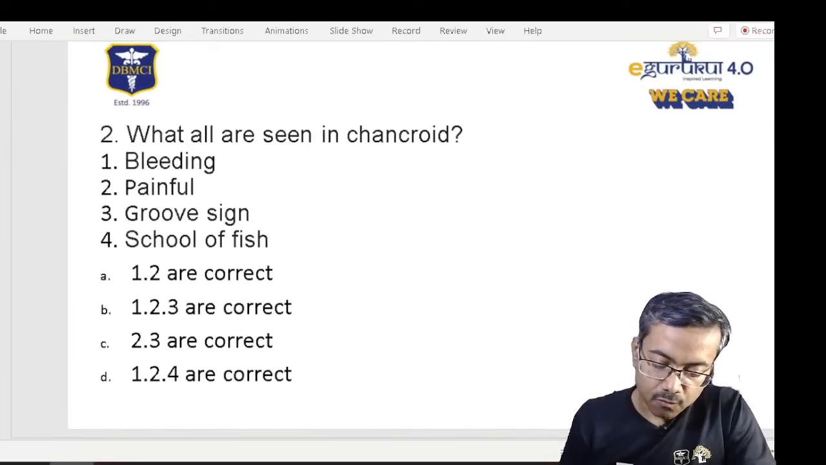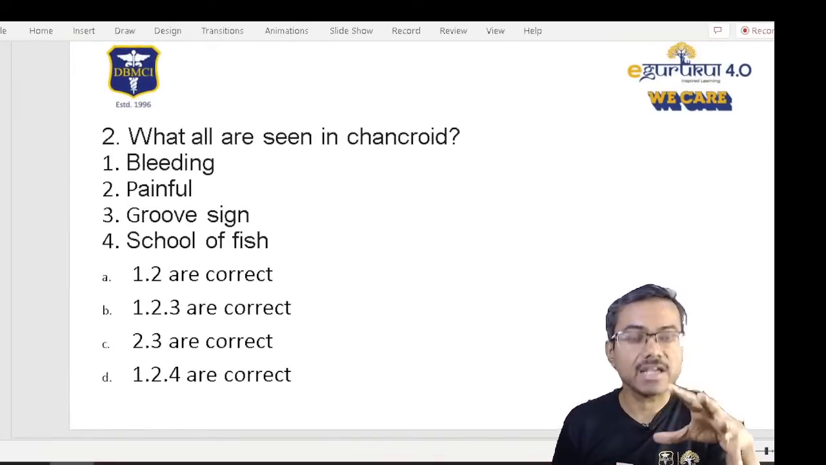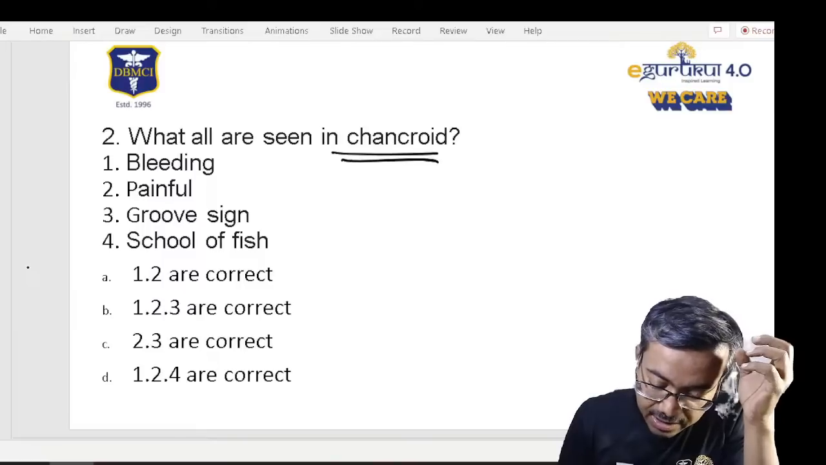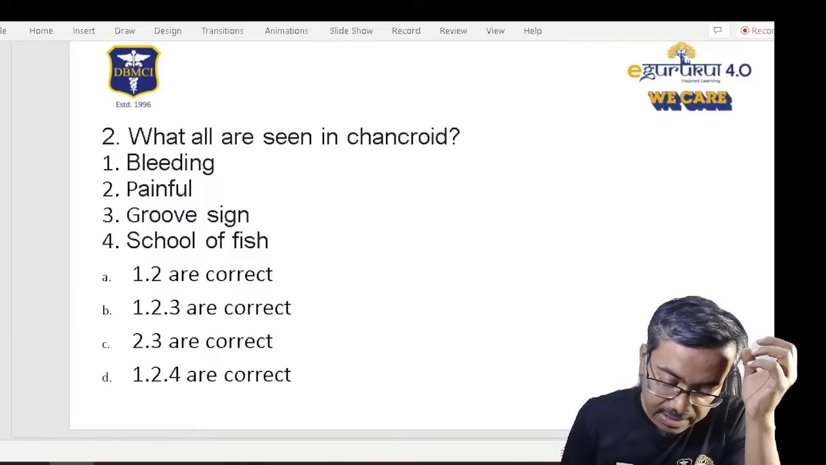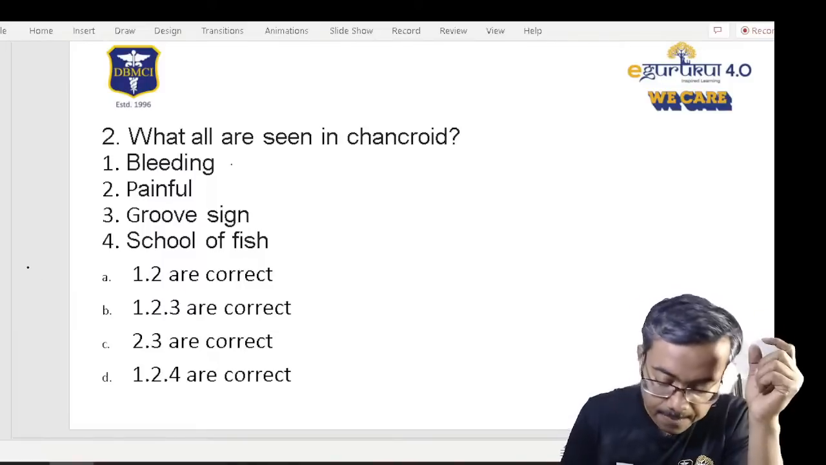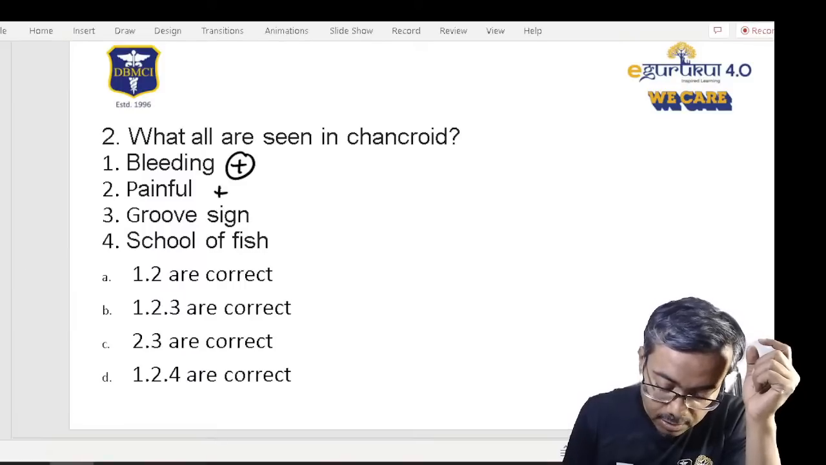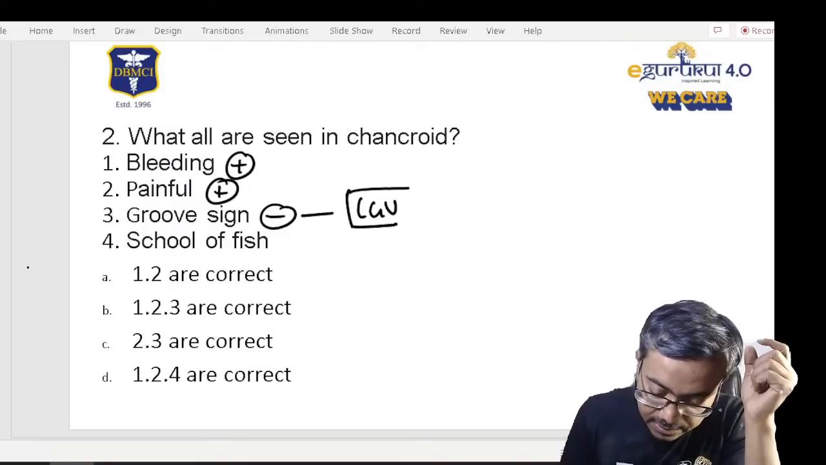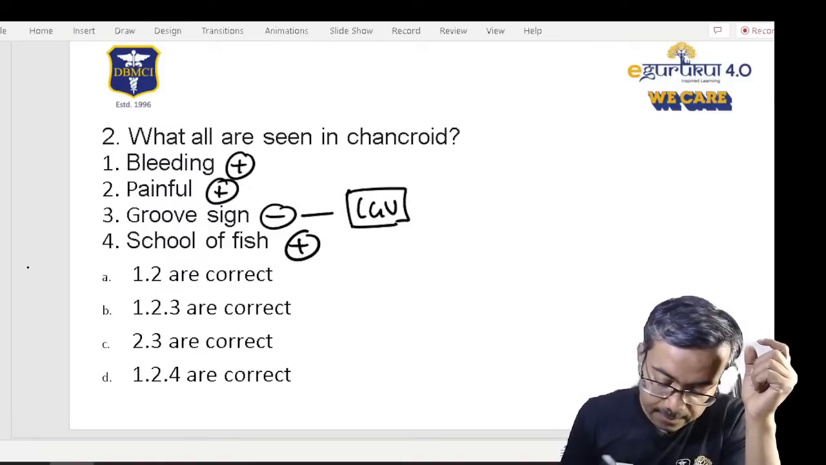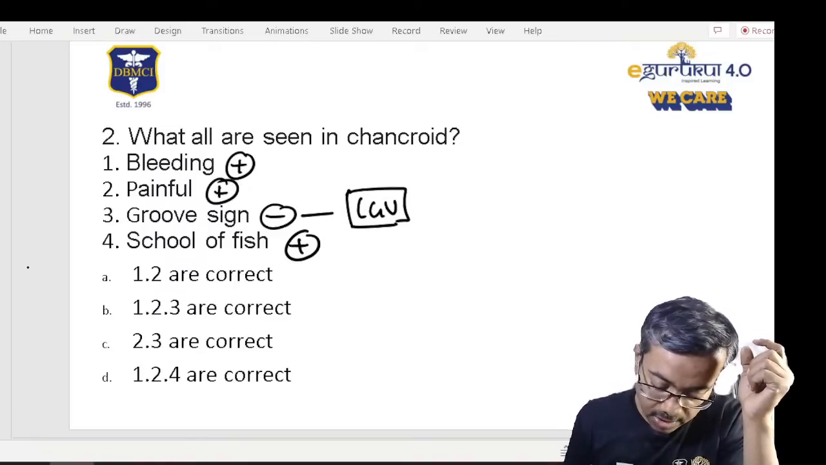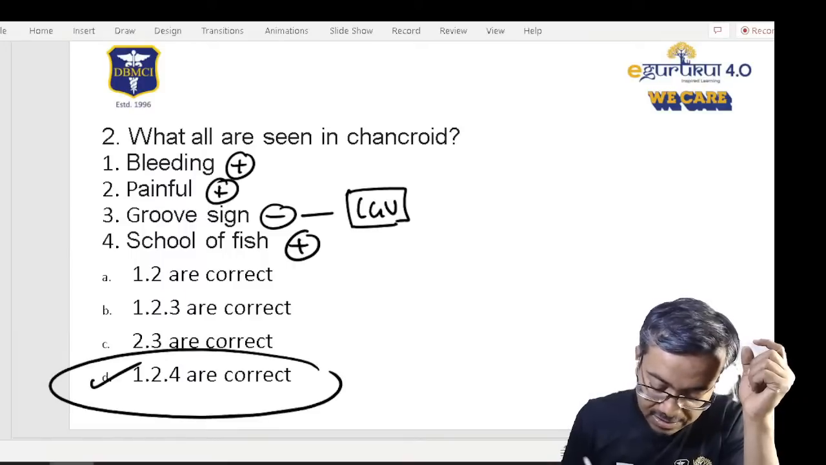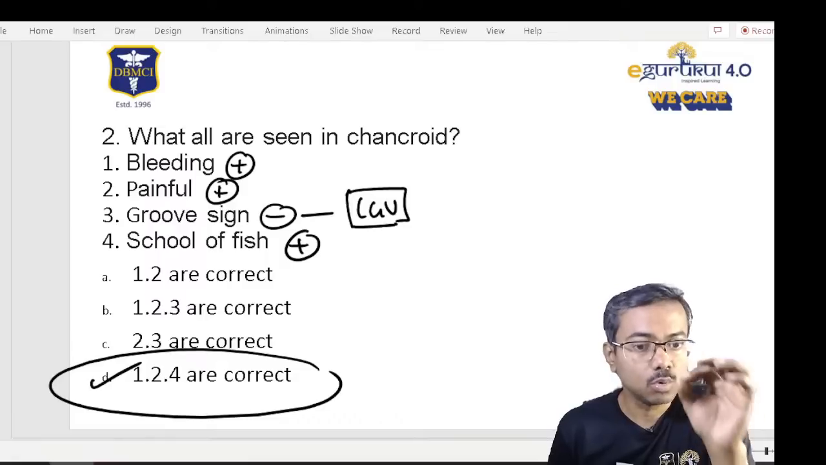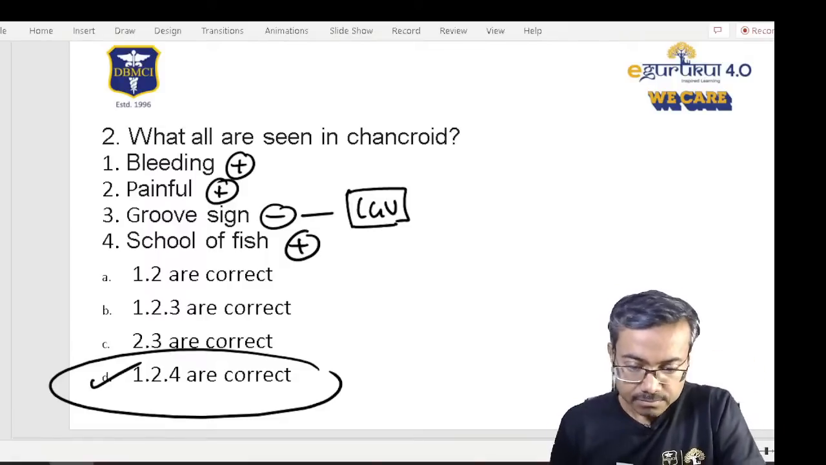Now see, what all are seen in chancroid? Listen very carefully. Now, chancroid typically has bleeding, yes or no, tell me. Yes. Painful? Yes. Groove sign? No, because groove sign is seen in what? LGV. School of fish? Correct. So what is this? 1, 2 and 4. Can you see this? Typically 1, 2 and 4. Are you with me on this? 1, 2 and 4. Got it?